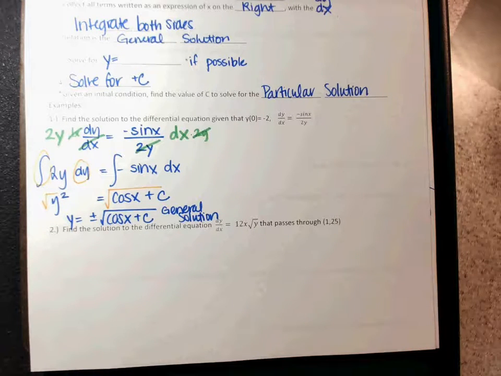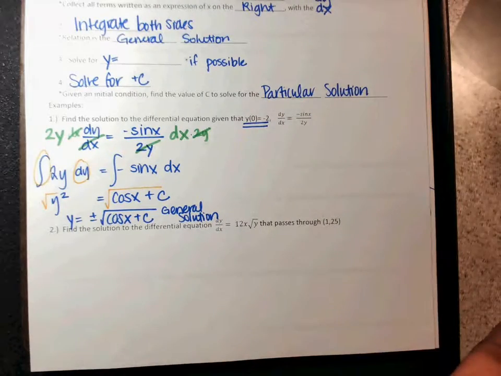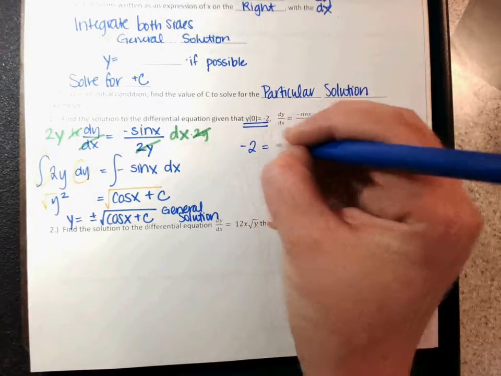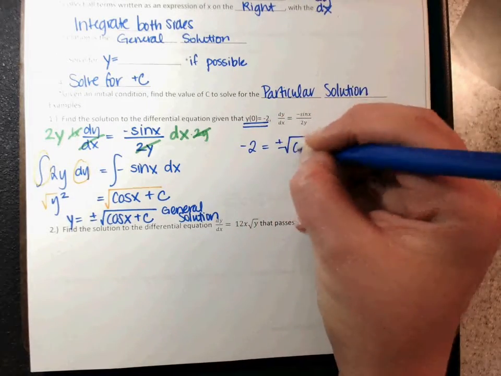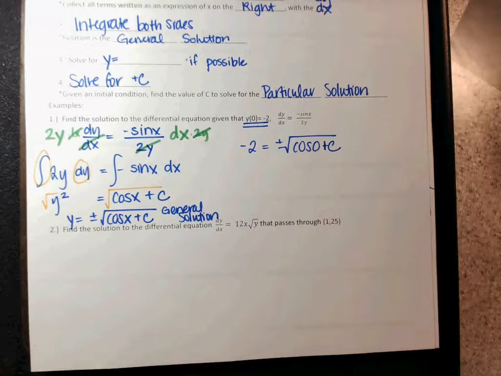So I have my general solution. Now I'm going to go back and look. They have to give you an initial condition or an ordered pair. So the initial condition they've given me is right here. Negative 2 is the answer when I plug in 0. Negative 2 is the answer when I plug in 0.